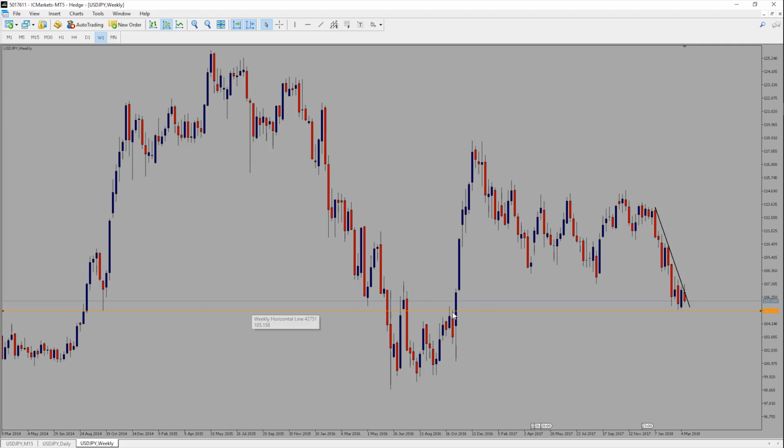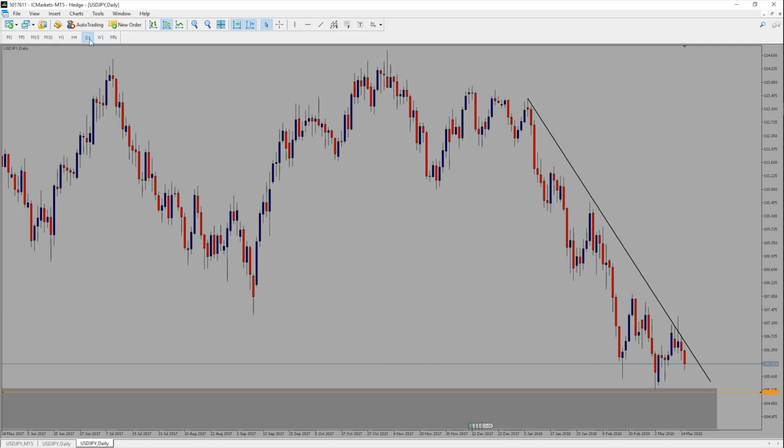So this is a zone, and personally I like to use rectangles to highlight these zones. I can see and visualize more. When we draw this zone right here, we can see that we did actually touch it previously, but we had a rejection. Essentially we needed more liquidity to go and enter into this zone. That is just by looking at the daily.